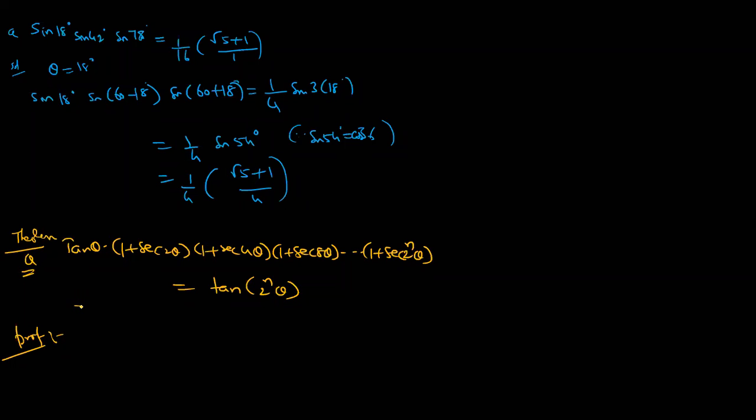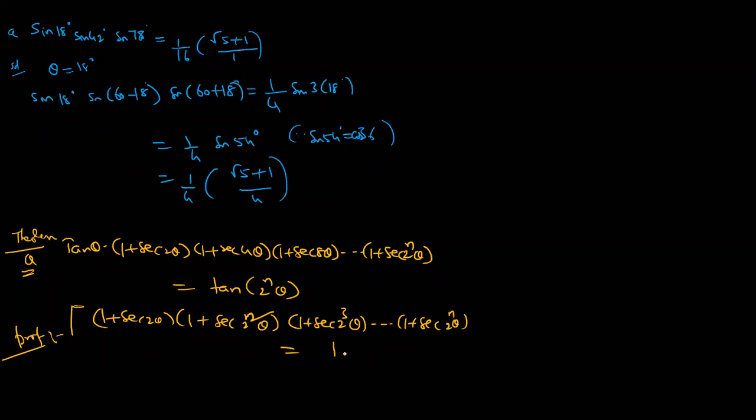Some textbooks give it like this also: 1 plus secant 2 theta, 1 plus secant 2 square theta, 2 cube theta and so on, is equal to tan 2 power n theta by tan theta. Otherwise, you can write it into cot theta. Both are same, dear students. See carefully. I'm writing the proof here.